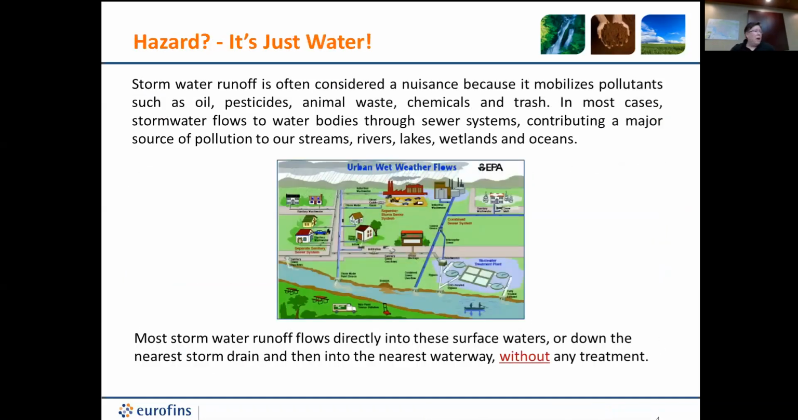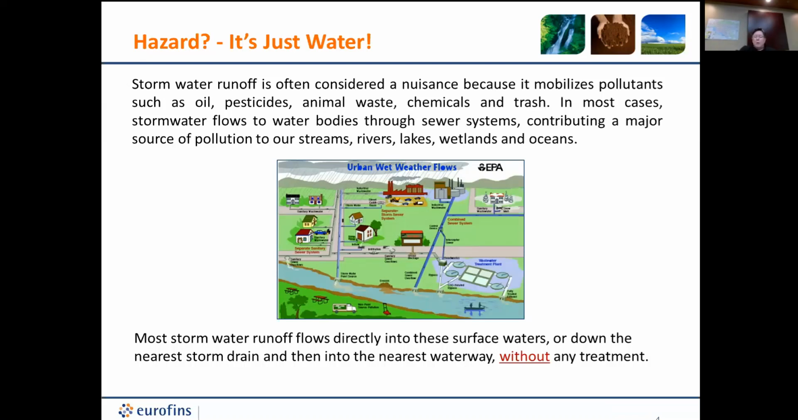They say hazard, why? It's just water. Well, it's a nuisance. It mobilizes pollutants such as oils, pesticides, chemicals, trash, animal waste even. It flows into water bodies. It can get in there through our sewer systems, and it can create a major source of pollution in our streams, rivers, lakes, wetlands, oceans, etc.